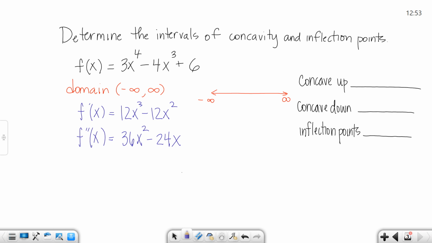Great. So we'll take that second derivative and set it to 0. I know I'm going to have two answers because it's an x squared equation. My greatest common factor is a 12x. So I can take a 12 out of each one and I can take an x out of each one. When I take the 12 out, 12 times 3 would give me 36, and 12 times 2 would give me 24. I can set both of these factors equal to 0.